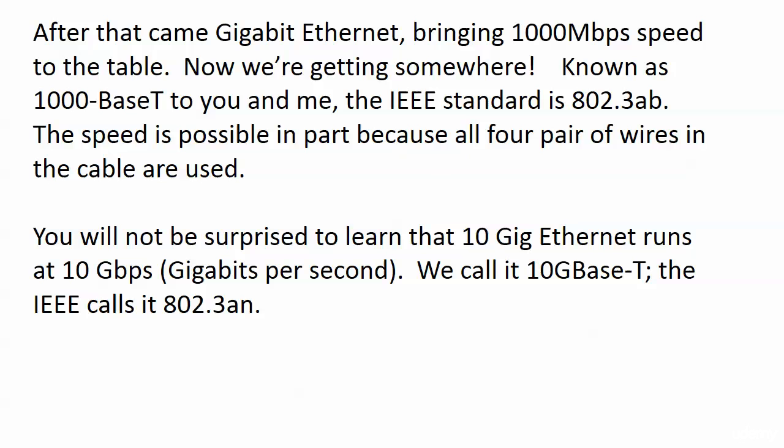You certainly won't be surprised to learn that the aptly named 10 Gig Ethernet runs at 10 gigabits per second. We call it 10GBASE-T. The IEEE calls it 802.3an. Watch that G, and I'm even pointing to it on the screen as I'm recording this, because it's really easy to gloss that over in an exam question. So if they're talking Gig Ethernet, 10 Gig Ethernet, make sure you see or don't see that G.